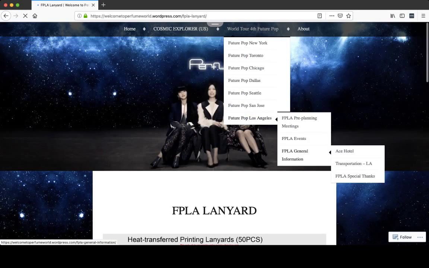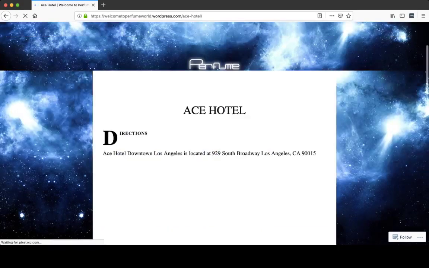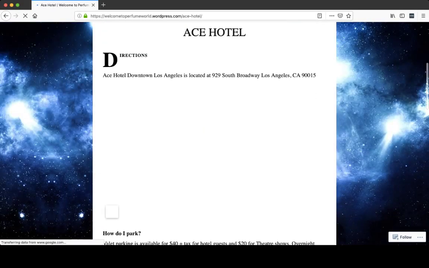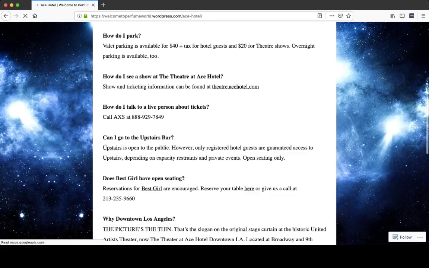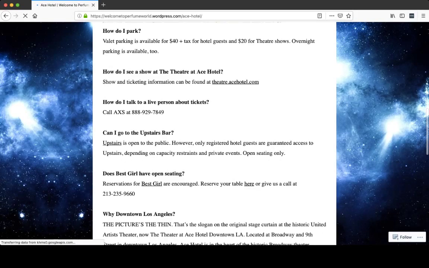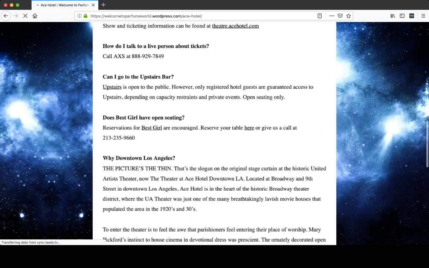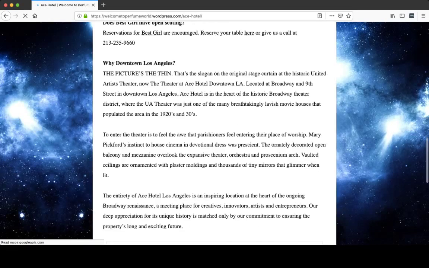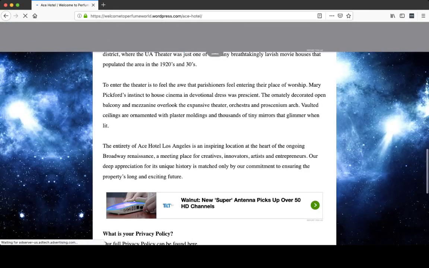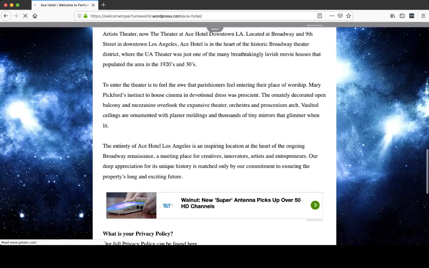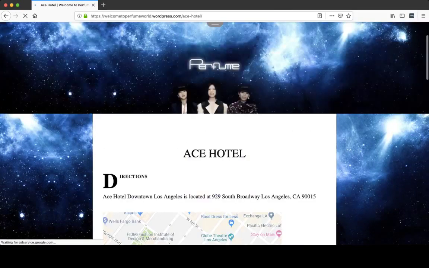That houses the Ace Hotel page, and that gives you general information about the Ace Hotel. The directions, address, other miscellaneous items that I copied and pasted. Like where do I park? What about seeing the show at the theater? Get tickets, yada yada yada. And that's just once again copy and pasted from the Ace Hotel FAQ page.